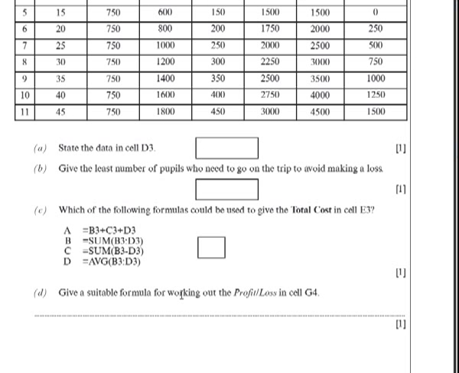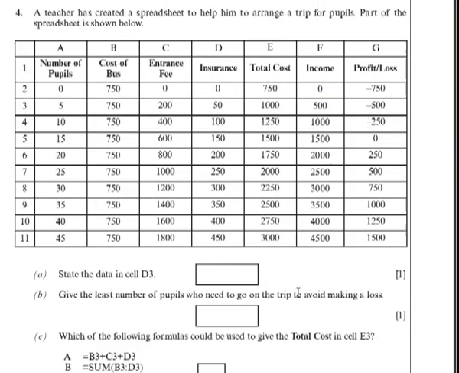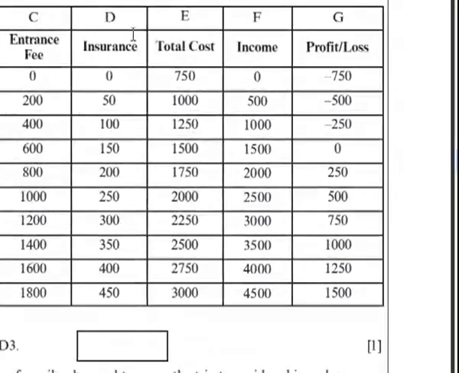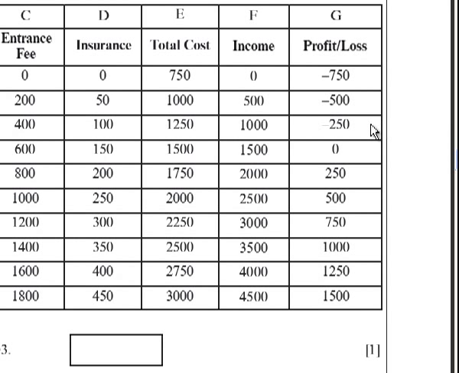Give a suitable formula for working out the profit/loss in cell G4. So let's straight away go to G4. Now, how do we work out the profit and loss? To work out the profit and loss, you get the income and you take away the total cost. Okay? If you're not sure of that, if you look at the table, you can very easily work out how this profit and loss is being worked out. If you put your mind to it, you can work out how the profit and loss is being worked out for each of these ones, as it gives you the correct answer here.